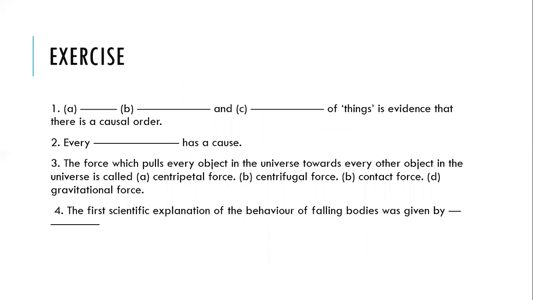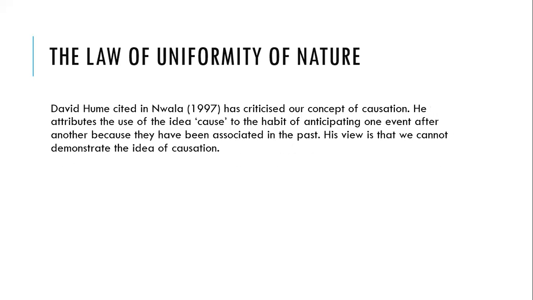So you should be able to answer these questions. Number one, dash, dash, and dash of things is evidence that there is a causal order. Number two, every dash has a cause. Number three, the force which pulls every object in the universe toward every other object in the universe is called centripetal force, centrifugal force, contact force, or gravitational force. Number four, the first scientific explanation of the behavior of falling bodies was given by dash, by who? Of course, we know the name of that scientist. So that is the law of gravitation for you.